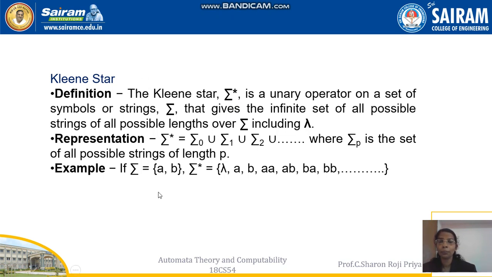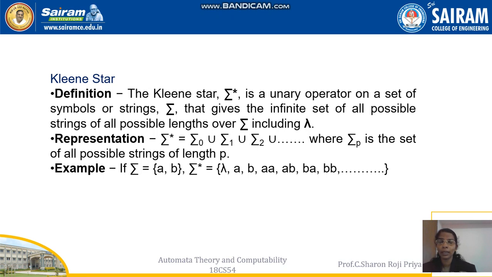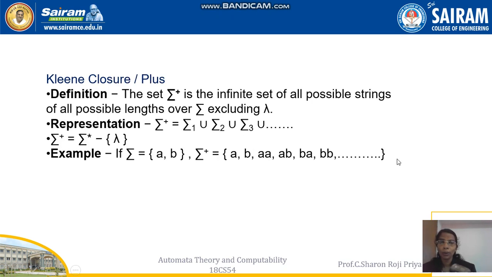Here in the example they have given A comma B. So I have two symbols in my alphabet. So I can have an empty string or a single A, 2 A's, 3 A's and it goes on, or a single B, 2 B's, 3 B's, it goes on, or I can have a combination of both the alphabet symbols: AB, BA, AAB, BBA, like that. It will be an infinite set of all possible strings.